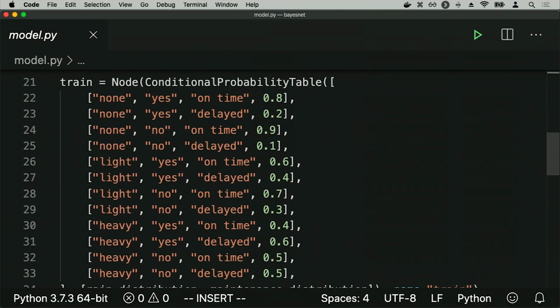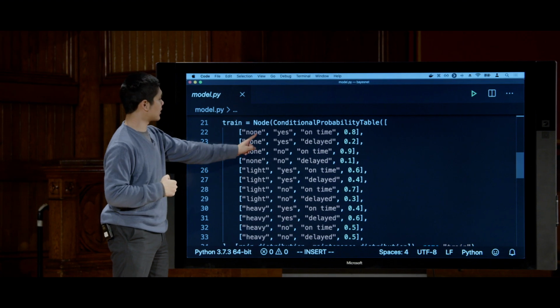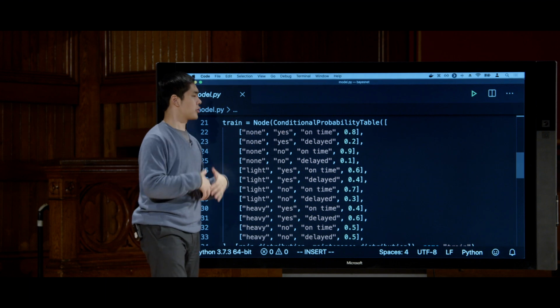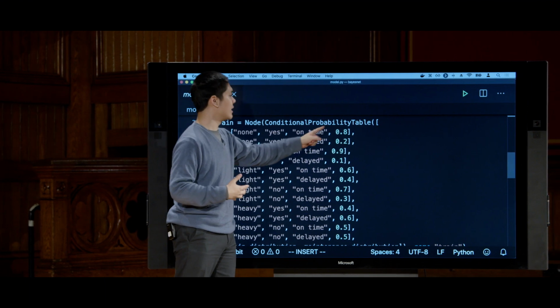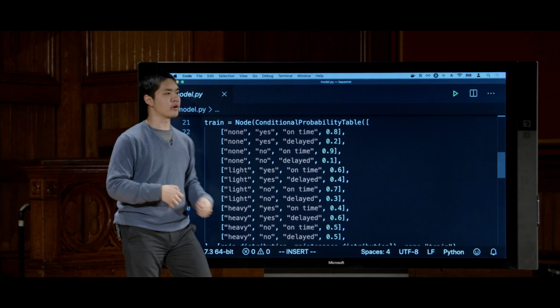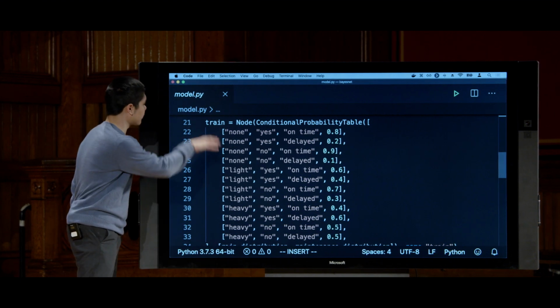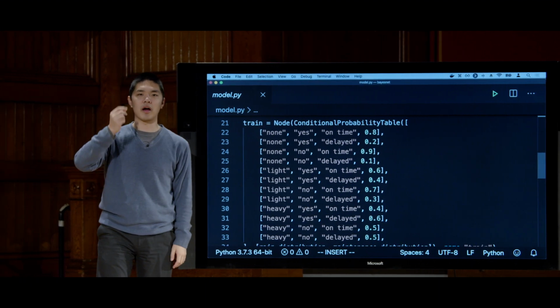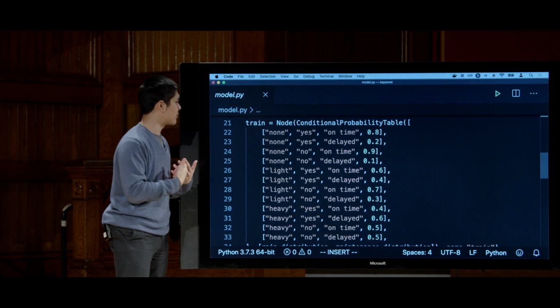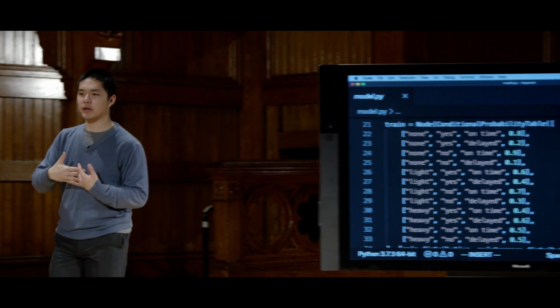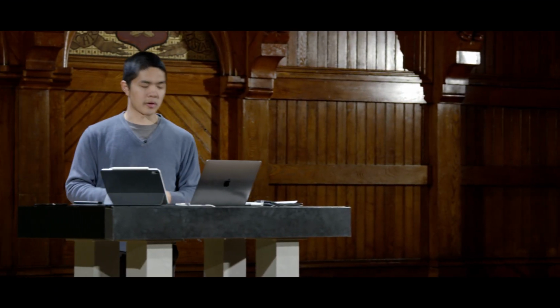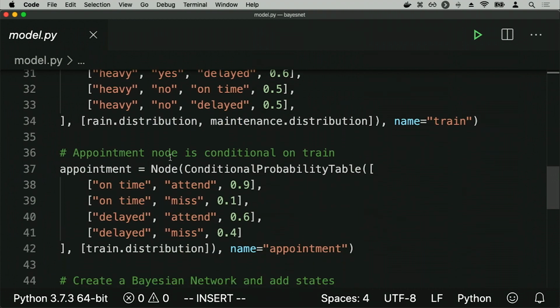Train was a node inside my distribution that was a conditional probability table with 2 parents. It was dependent not only on rain, but also on track maintenance. And so here I'm saying something like, given that there is no rain and yes, track maintenance, the probability that my train is on time is 0.8, and the probability that it's delayed is 0.2. And likewise, I can do the same thing for all of the other possible values of the parents of the train node inside of my Bayesian network by saying, for all of those possible values, here is the distribution that the train node should follow. And I do the same thing for an appointment based on the distribution of the variable train.